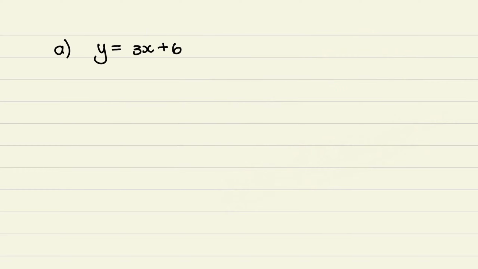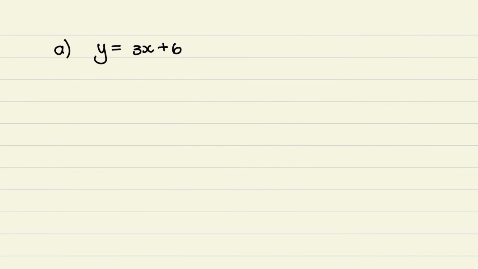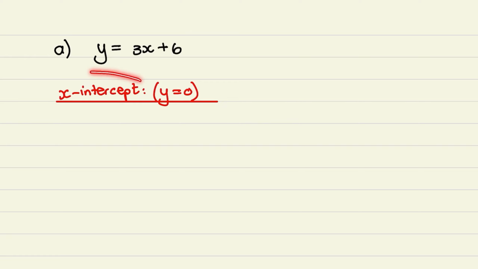So in our first example, we have y is equal to 3x plus 6. And in order for us to find the x-intercept, we'll set y equal to 0. So what it means is I'll replace y with a 0 in the equation, which leaves me with one variable which I can solve.